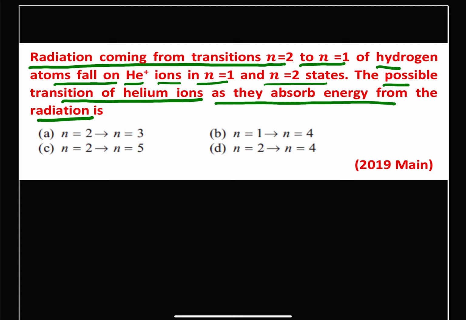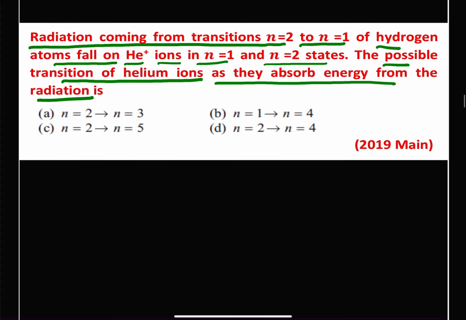So first of all, we are going to take our hydrogen atom and try to find out the amount of energy that is being released. And the same energy will be absorbed by the helium ions. The transition is from n=2 to n=1.